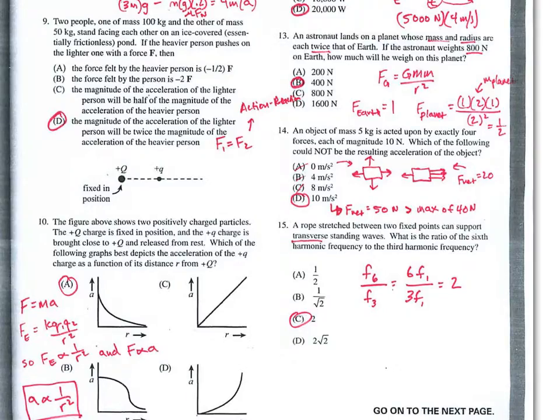Number 13 is a number relationships problem, similar to number 1 from this packet. An astronaut lands on a planet whose mass and radius are twice that of Earth. If the astronaut weighs 800 newtons on Earth, what will the weight be on the planet? So again, what changes, we change to that value. What doesn't change, I keep as a 1. The mass of the planet is doubled. The radius is twice that of Earth, so r is doubled. So we can see that the force of gravity on the planet is actually half that of Earth. If the person has a weight of 800 newtons on Earth, half of that is 400 newtons. So we can do that in our head.